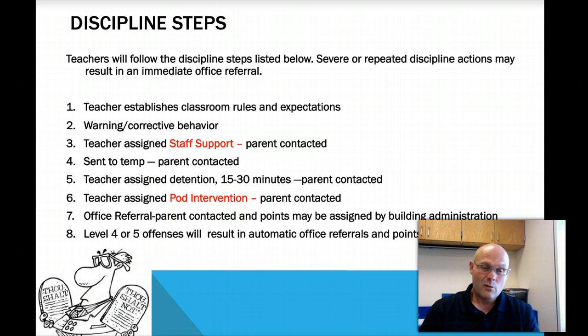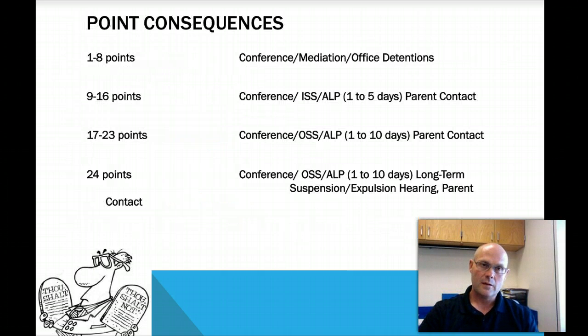Next step, which is one of the last resorts that we want to have to go to, is an office referral, where you're sent down to the office and then you get to visit with myself or Mr. Graham or Mr. Thomas, the other two principals. At that particular time, points will be assigned. And then the last one that's listed on there is level 4 or 5 offenses, which will result in automatic office referrals. We have a progressive system, and with our progressive system, as you'll see in the next few pages, we have different steps or levels of points.